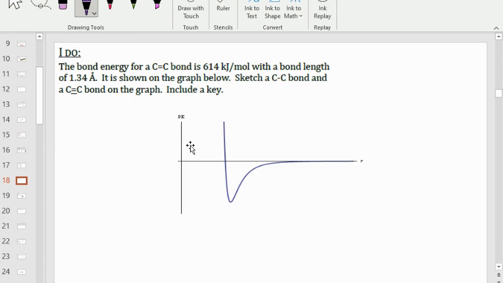All right, the bond energy for our CC double bond here is 614, with a bond length shown on the graph. Sketch the CC single bond and triple bond carbon, so sketch those on the line. This is supposed to be a triple bond. I don't know that it formatted perfectly for you, Ben, but you get the idea.